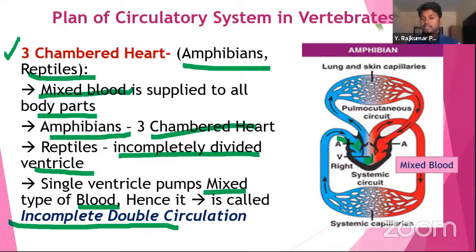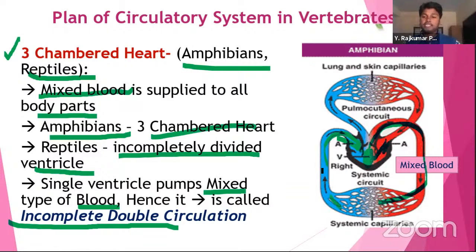And two atria, they take the blood, right? Atria receive the blood from the parts of the body and release it in the ventricle. Okay, so oxygenated and deoxygenated, both kinds of blood are mixed in the ventricle, and ventricle is supplying it to all parts of the body. So mixed kind of blood is supplied.